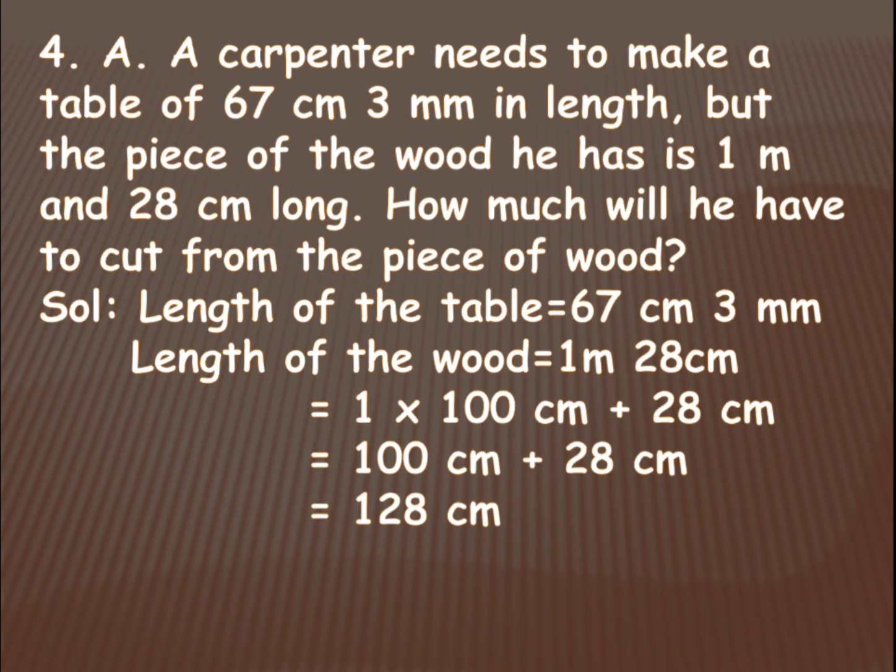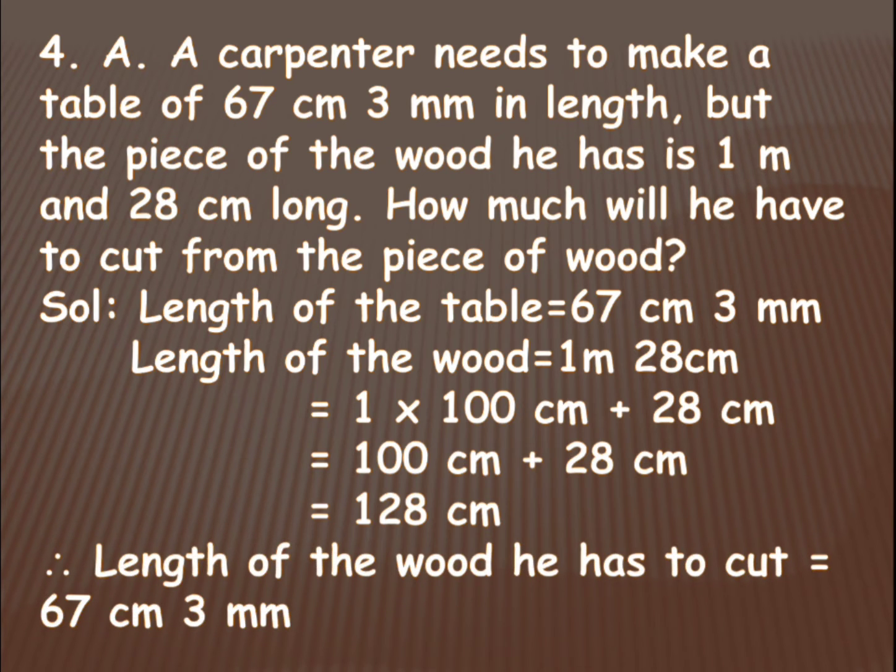Now from this we need to take out 67 centimeters 3 millimeters. So how will you do it? The length of the wood he has to cut is 67 centimeters 3 millimeters. So whether he can cut or not? Yes, he can cut, because it is 128 centimeters. So from 128 centimeters, you can remove 67 centimeters easily, isn't it? That's what you have to mention.